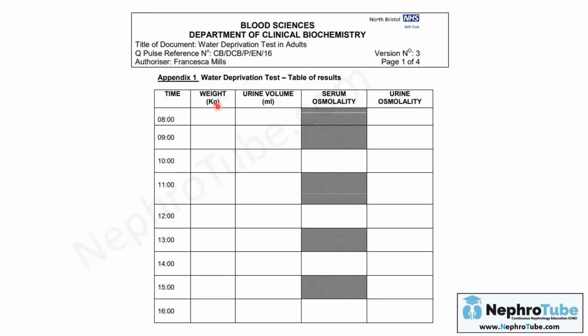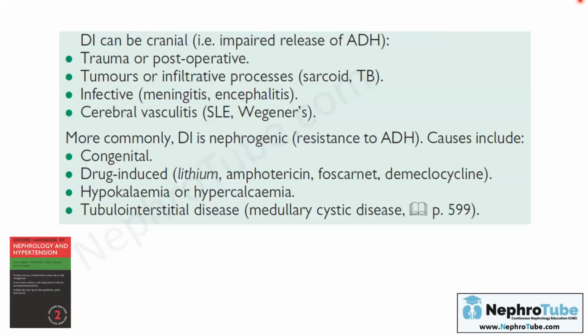This is a follow-up sheet. You have every hour to measure the patient weight, the urine volume, serum osmolarity, and urine osmolarity. Your decision to terminate the test will depend on the change in body weight or the change in the urine osmolarity. We make this test mainly to differentiate between central diabetes insipidus, peripheral diabetes insipidus, and primary polydipsia.